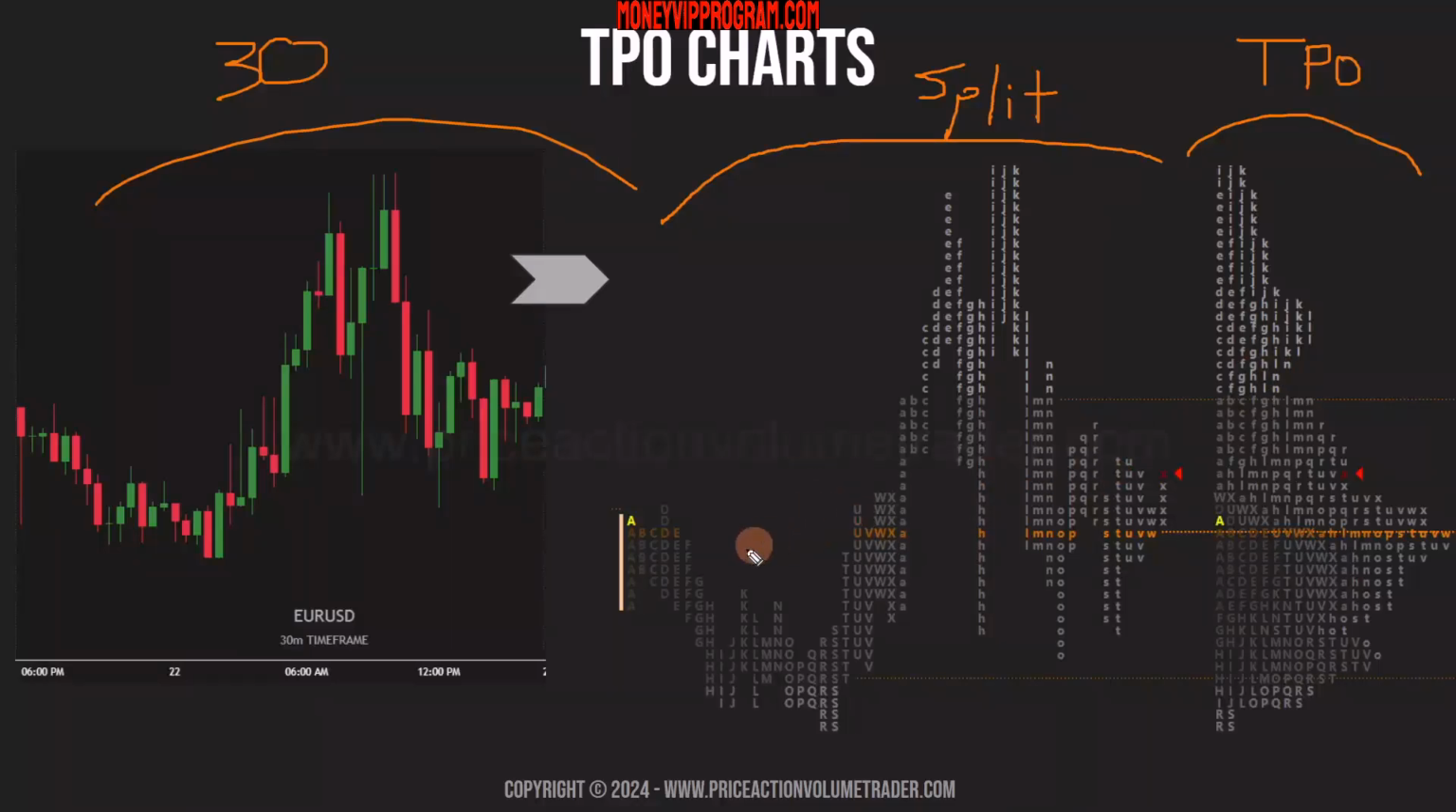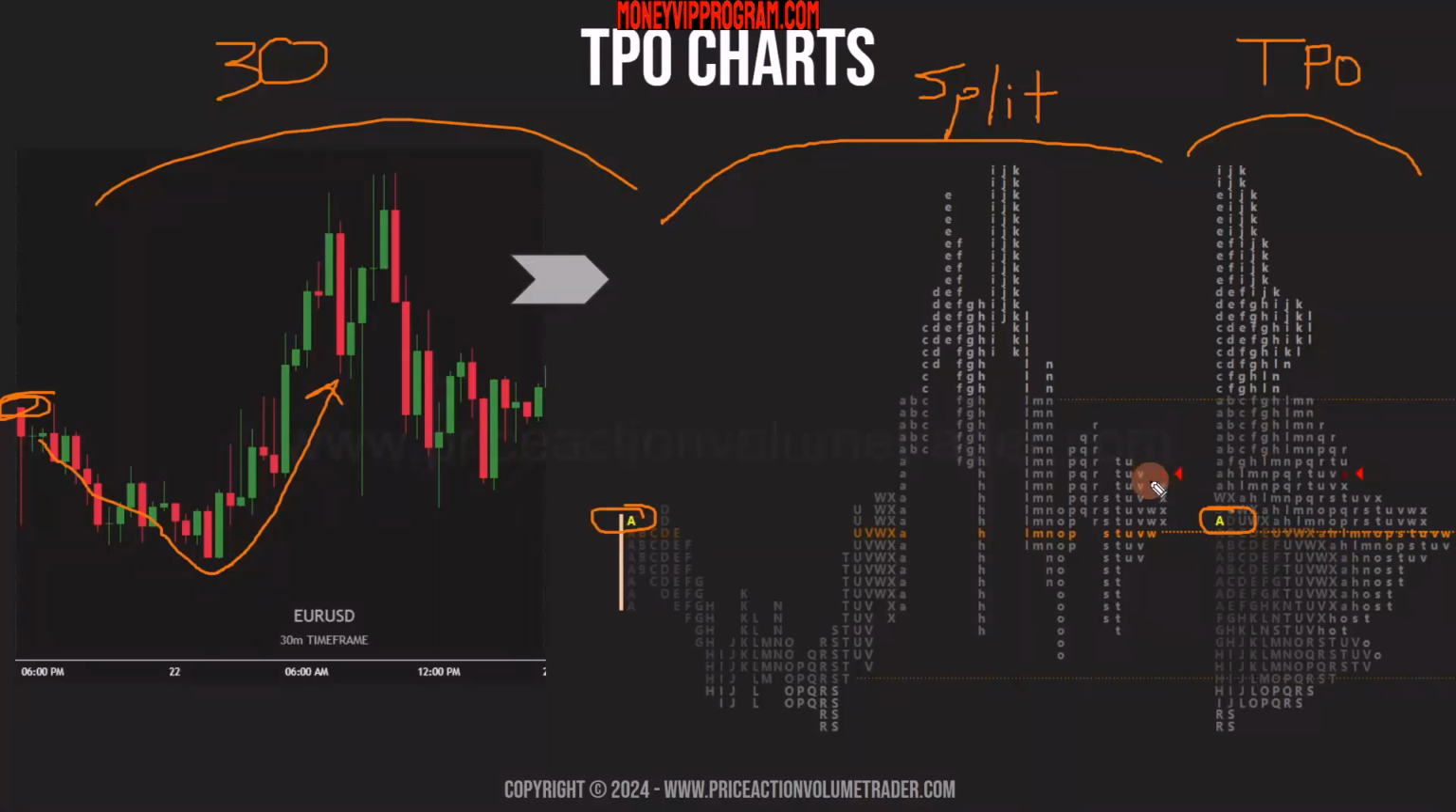And so you can see right here, these are three different ways of representing the same data, in this case Euro US dollar. We open right here, which is this point, and then you can see the market pushed down, then we have a move up, and you can see the same thing here.